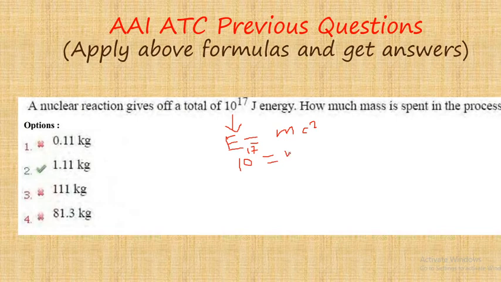So 10 to the power 7 equals m into c square, where c is 3 into 10 to the power 8 meter per second, squared. So just do the calculation. You can find the value of m, which will be 1.11 kg. So that's how you will get the answer. I hope this question is also clear now. Let's move to the next. Let's see what we have. Next question is.